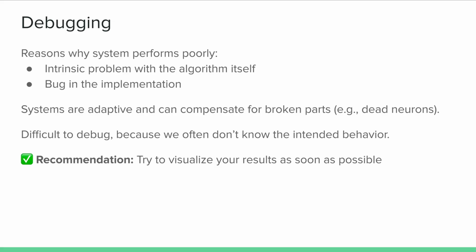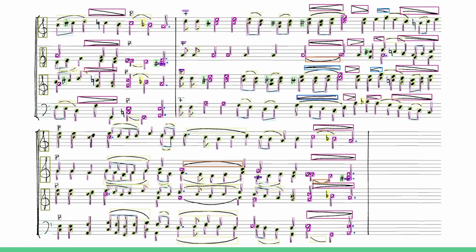And that's why we're here in this course, to kind of get you a better grasp on what you should do. One of the final thoughts on debugging here is that debugging neural networks is inherently difficult because we basically don't know the intended behavior. We can't look into the neural network and say that neuron should have fired. So this is one of the problems with debugging neural networks. One example here that I'd like to bring that was from one of my research papers. So what you can see here is the output of an object detector for music scores.